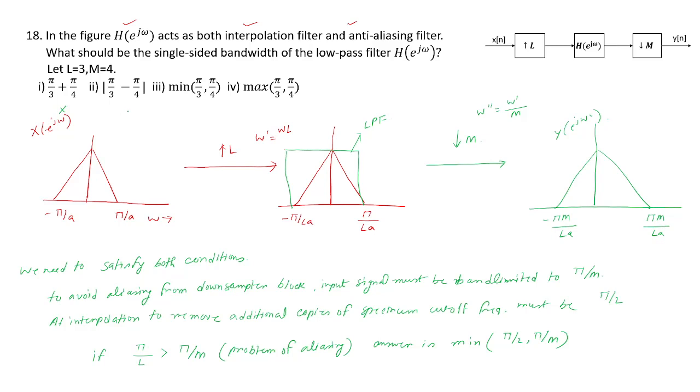Neither is this going to be a solution, because it is going to distort the spectrum after upsampling, because it is less than pi by L. You cannot allow it to be less than pi by L. Now if you choose the maximum of pi by L and pi by M, you run into the risk of aliasing. So only the third option stands, because here L is equal to 3, so it's the minimum of pi by 3 and pi by 4. So option 3 is the correct one.